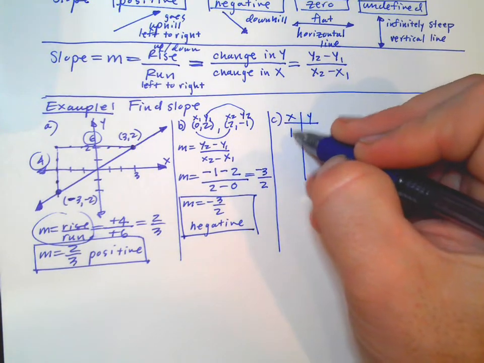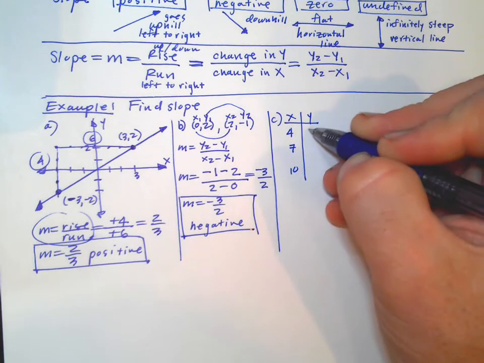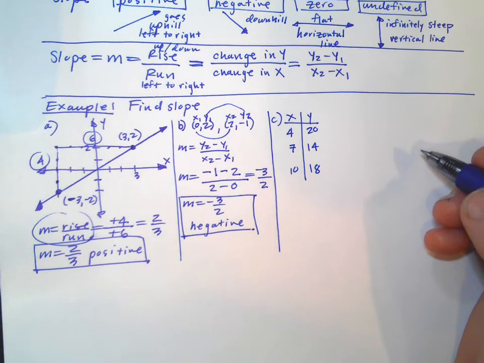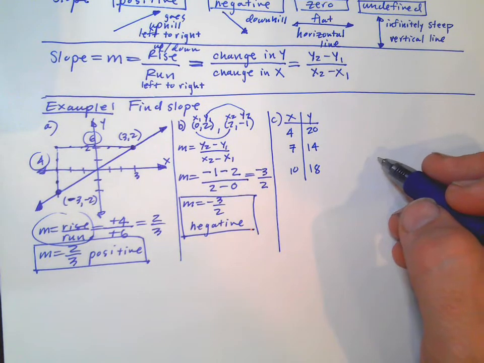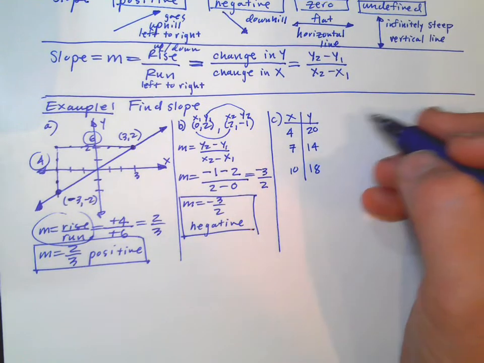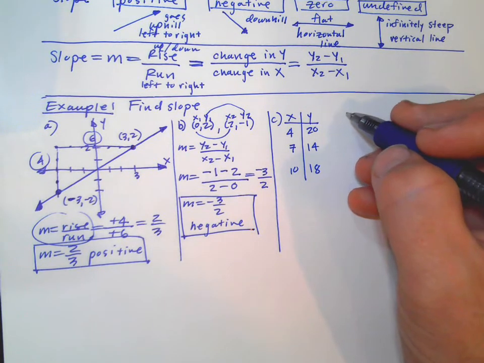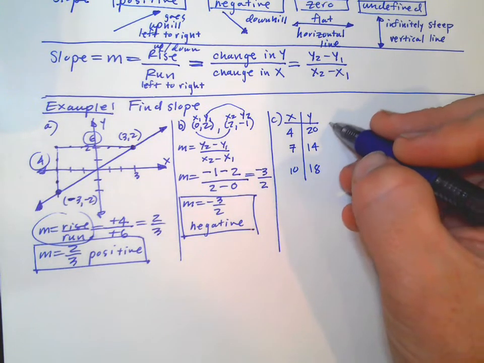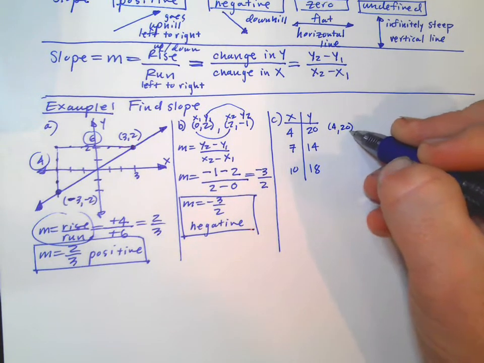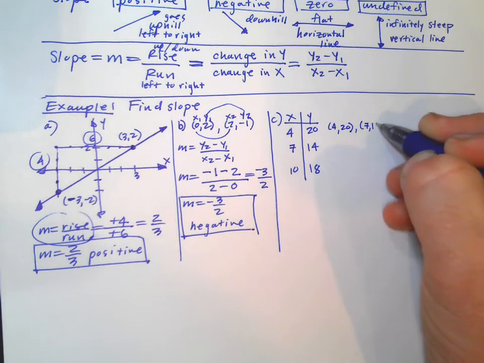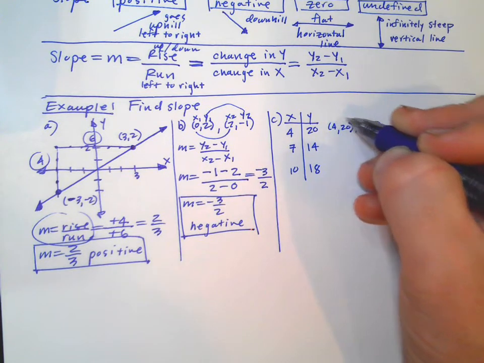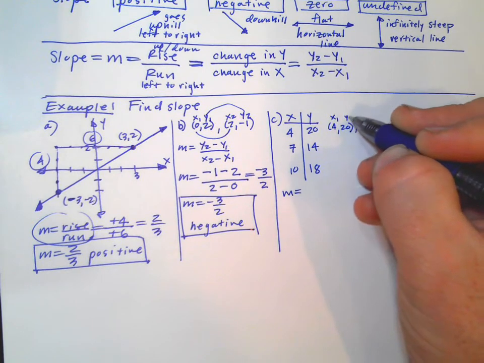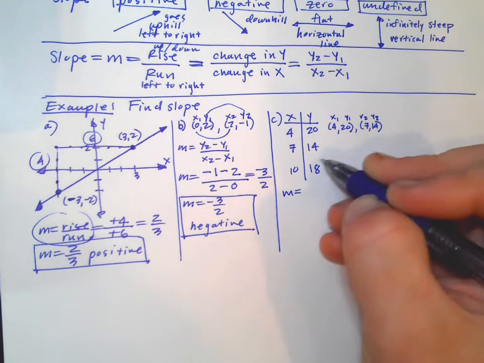So let's see, x values 4, 7, 10 and y values 20, 14, 18. I think maybe the easiest thing to do is to just write a couple of these points as ordered pairs. So you could say, okay, well, one of them is (4, 20), and another one is (7, 14). And you could do your rise over run. You could say, okay, well, you could label them if you want, x1, y1, x2, y2. So y2.